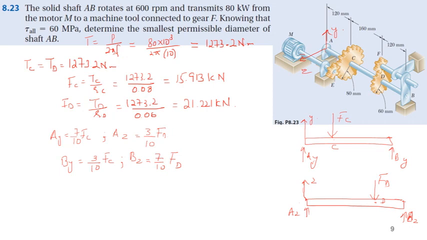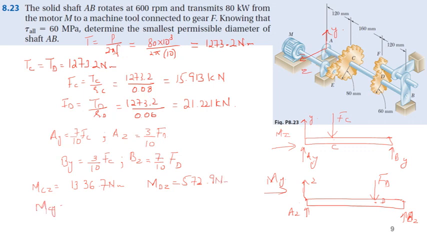Now, if you draw the bending moment diagram, that will be moment about z-axis, MZ, for this case, and for this case it will be moment about y-axis. If you want to find the bending moment at different locations C and D, at C, let me put MCZ, that will be equal to 1336.7 Newton meter, and the bending moment at D, MDZ, will be equal to 572.9 Newton meter.